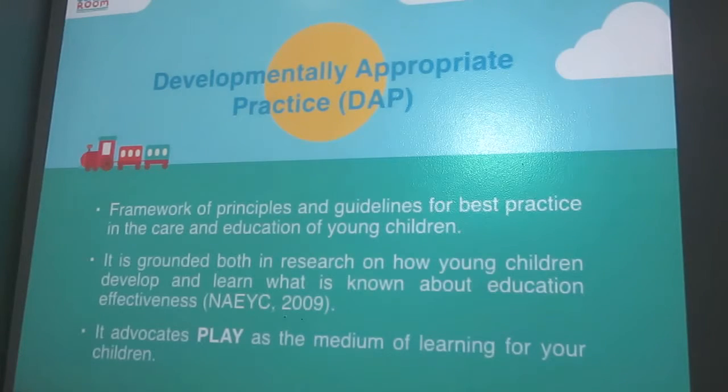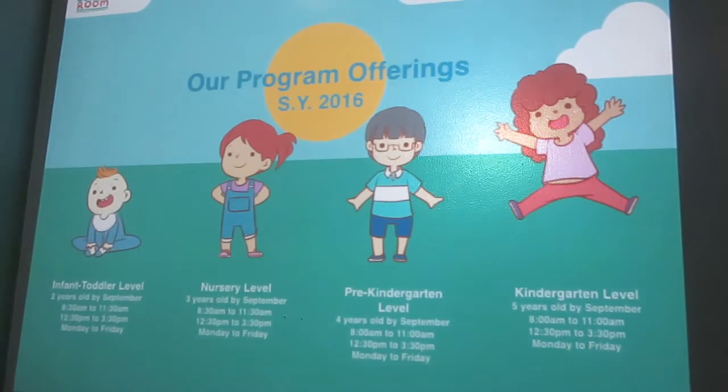There are 3 key components for DAP. The 3 key components are, we look into your child's age, we look into their developmental age, and we look into their chronological age. We also look into their interest, because how can we get a child to listen to you if we don't look into what they like? So for example, if you have a child that likes trucks, we will try to cater a program that would revolve around trucks.